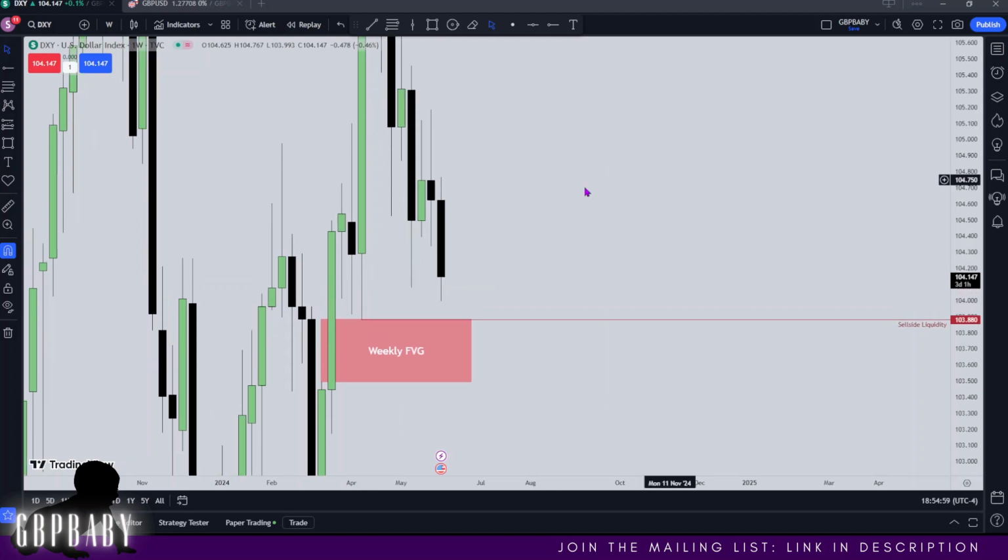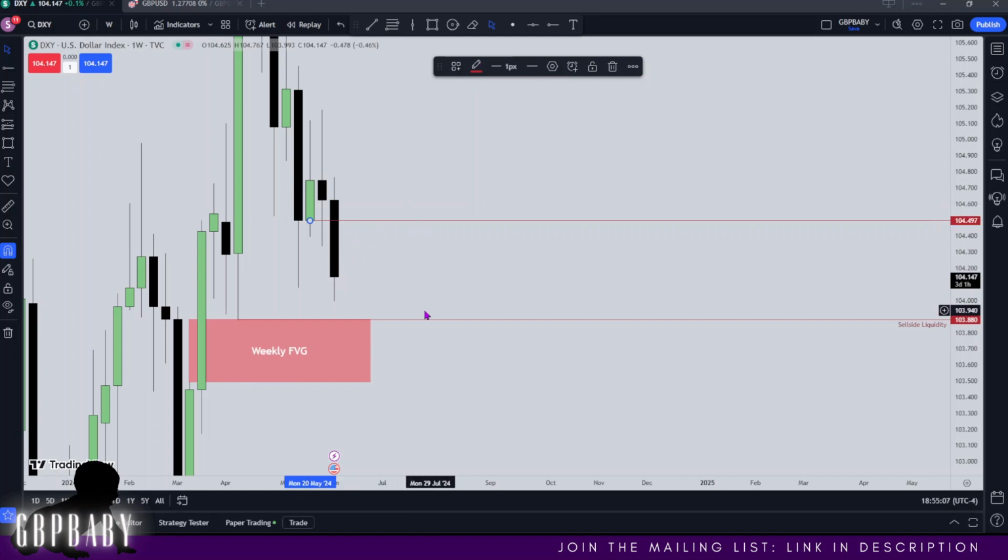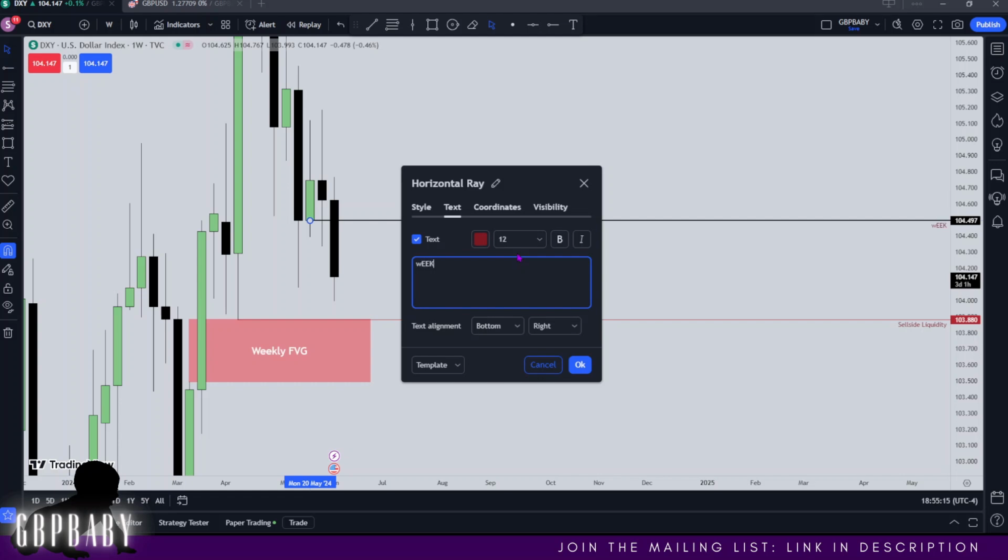And then I also want to bring our attention to this weekly bearish order block. That's because if price is to continue trading higher on dollar, and we do want to see it turn around, it needs to turn around at some kind of PD array. A bearish order block such as this would be ideal. So we can get this marked out as well. And we'll put weekly bearish order block.